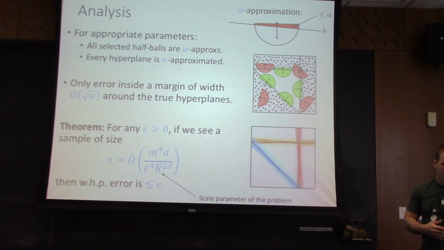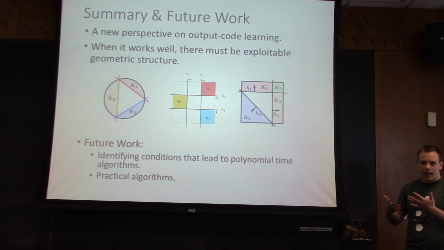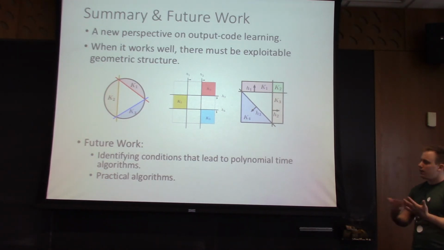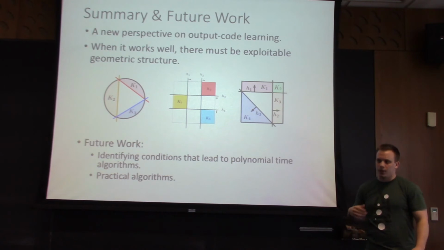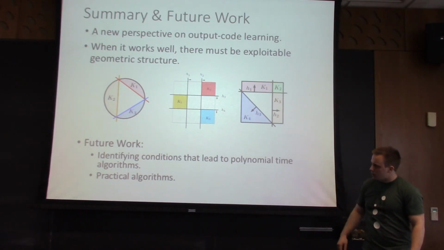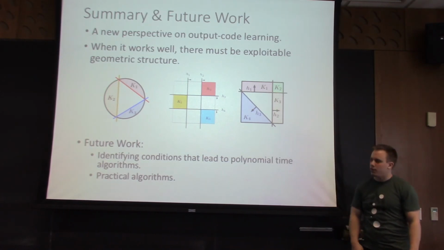Okay, so to summarize, we talked about looking at this implied geometric structure that's there for output code algorithms. In particular, when they work well, there's this geometric structure. We looked at these 3 examples: one versus all on the ball, learning linear output code classifiers with large Hamming distances, and also this boundary features condition.